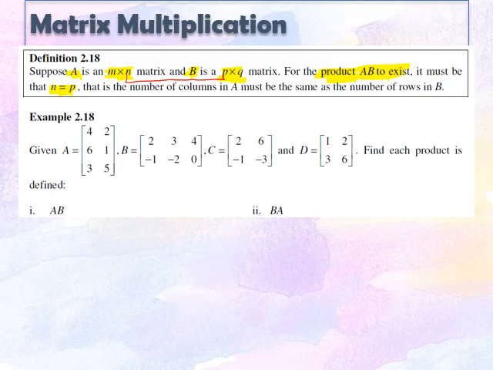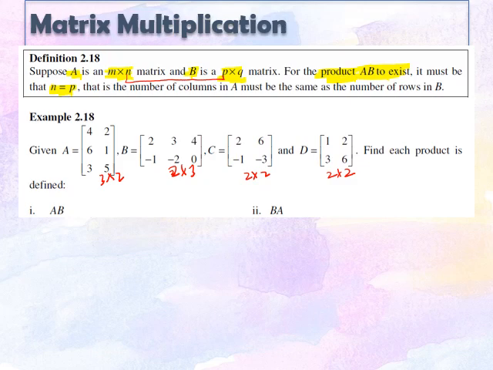So, example 2.18. First, we write the order. What is the order here? It's 3 by 2. And this one? 2 by 3. How about this one? 2 by 2. Find each product, if it is defined.